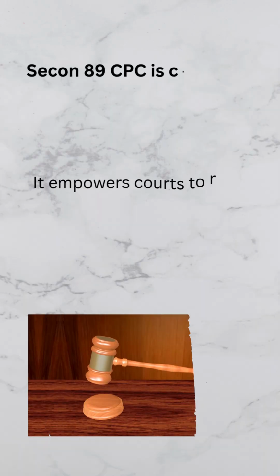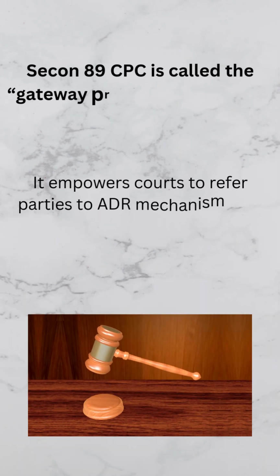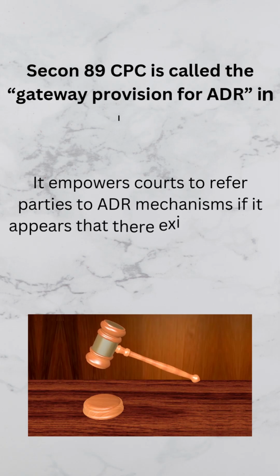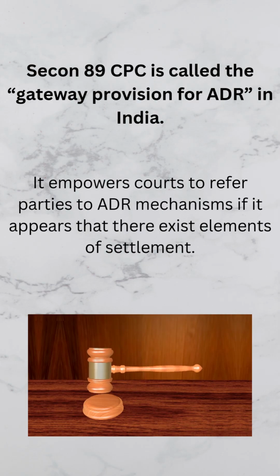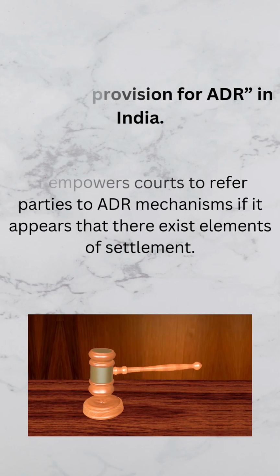So, while discussing ADR methods, Section 89 CPC becomes really important. This provision empowers courts to refer the dispute for alternative dispute resolution if there exist some elements of settlement, or the issue is of a petty kind or would take away the precious time of the court which can be utilized for an important case.